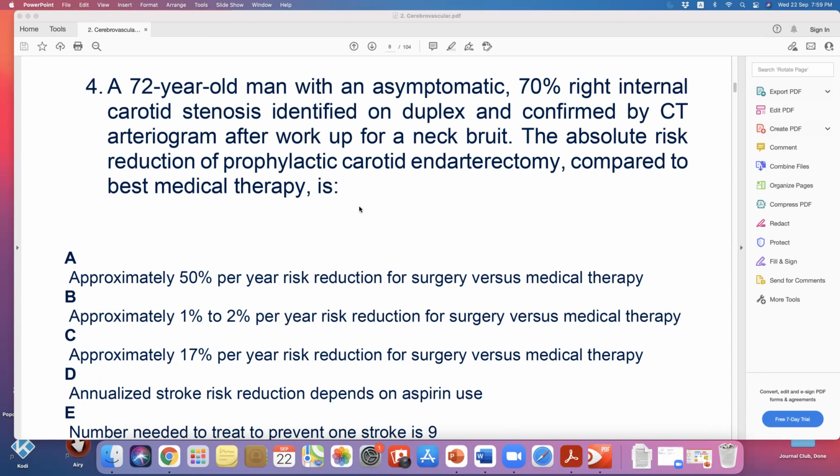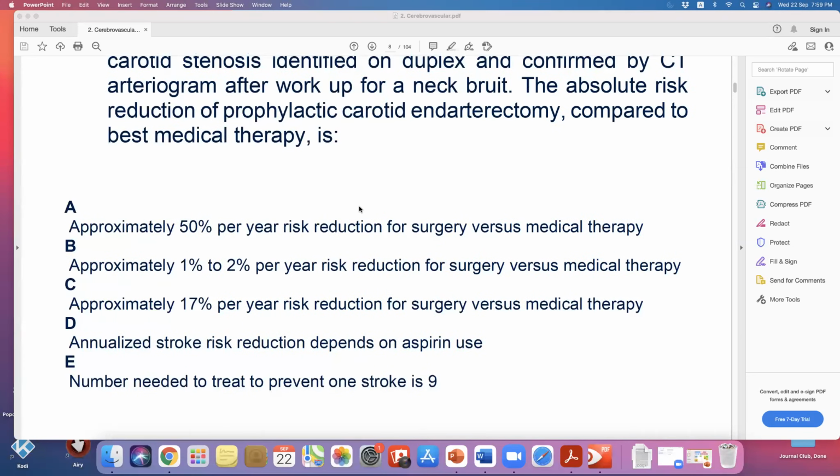Annualized stroke risk reduction depends on aspirin use. Not really. Yeah, number needed to treat to prevent 1 stroke is 9. Not really. It's more than 9, because again, it's only 1-2%, you know. So you need to treat almost like 95 patients to prevent 1 stroke. So the reason why is it's not 1 out of 9.